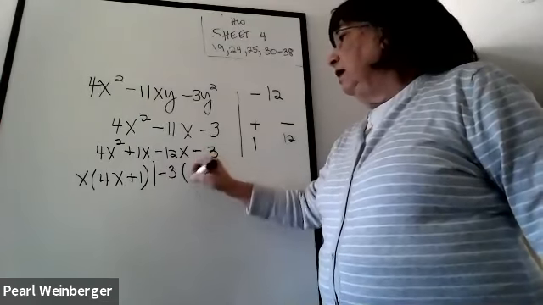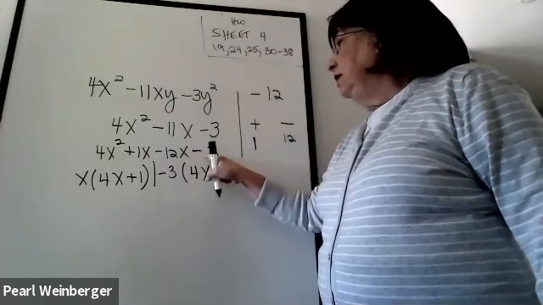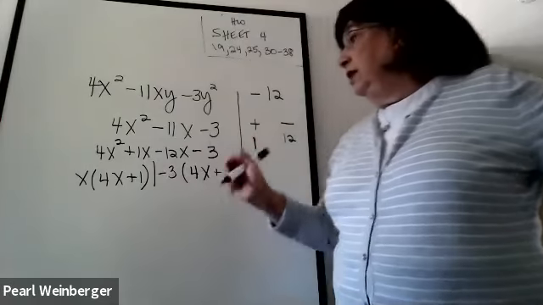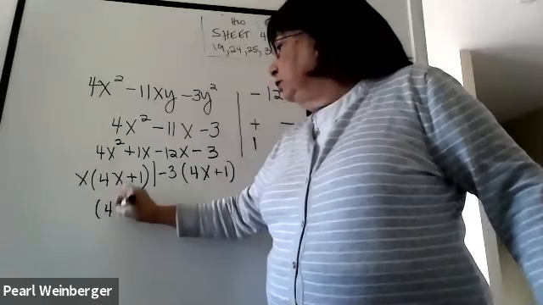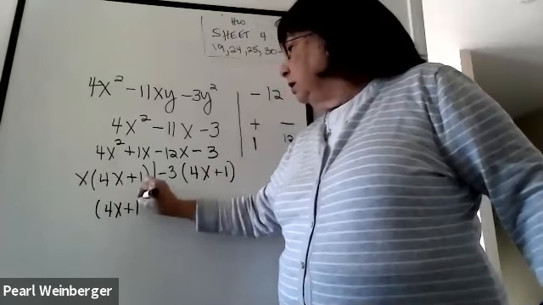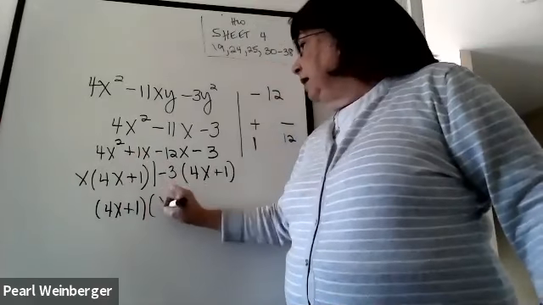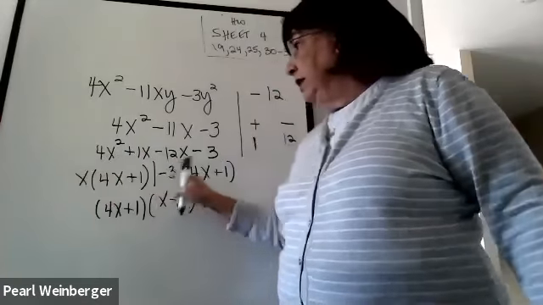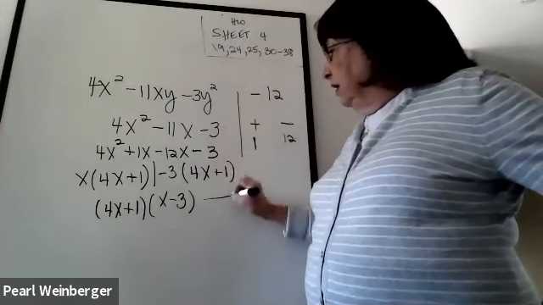Negative 3 into negative 12 is positive 4x. Negative 3 into negative 3 is plus 1. So that this ends up being 4x plus 1 in one parentheses and x minus 3 in your other parentheses, because those are what's on the outside. Now that's the answer to this thing.